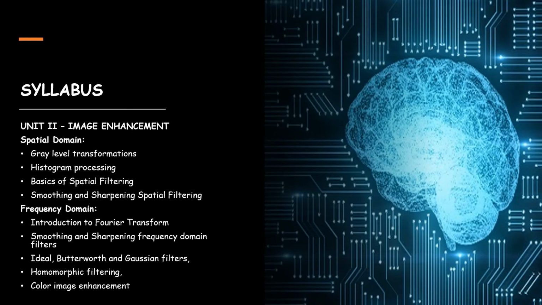The topic for today's discussion is image enhancement. The syllabus under image enhancement is: under spatial, gray level transformations, histogram processing, basics of spatial filtering, smoothing and sharpening. Under frequency, introduction to Fourier transform, smoothing and sharpening frequency domain filters, ideal, Butterworth and Gaussian filters, homomorphic filtering, and color image enhancement.